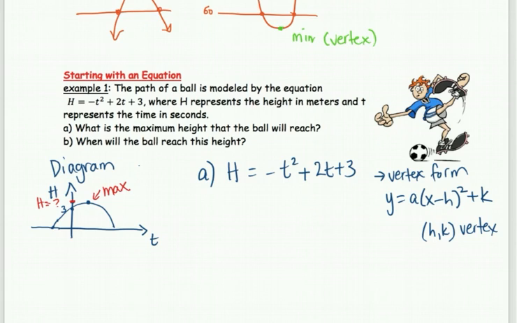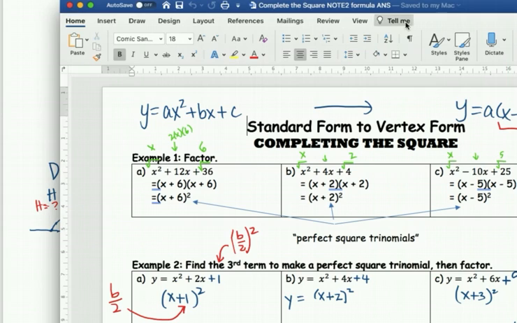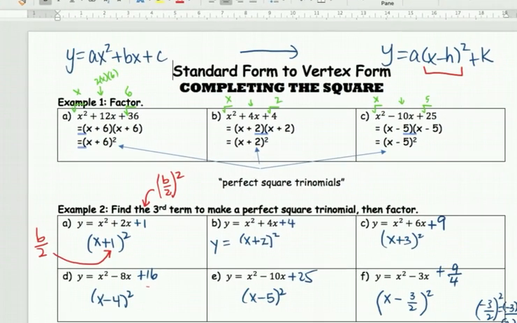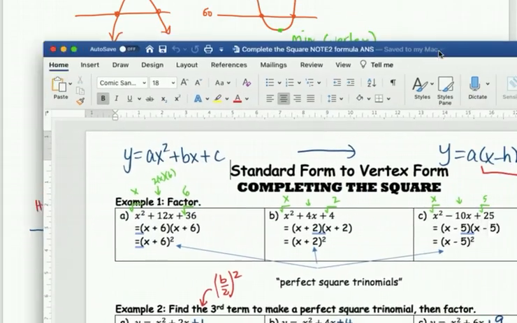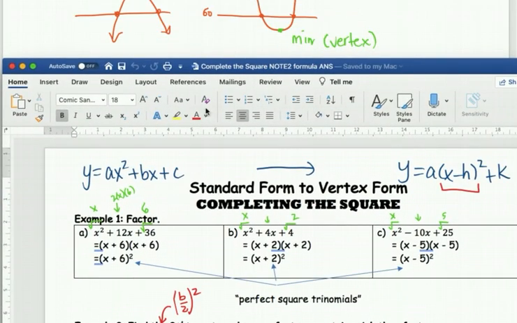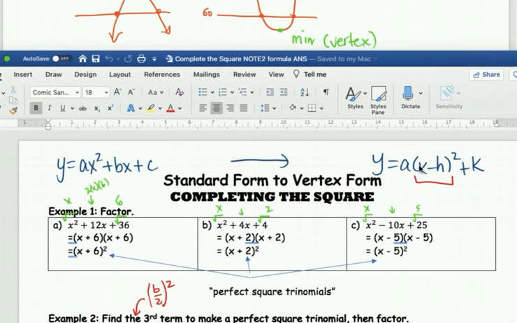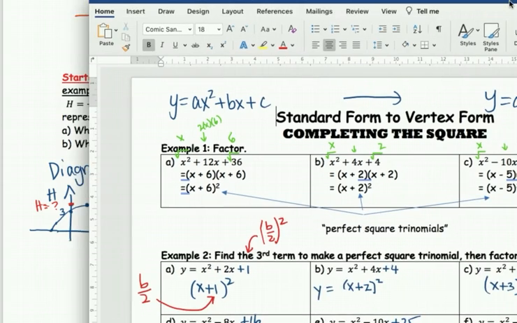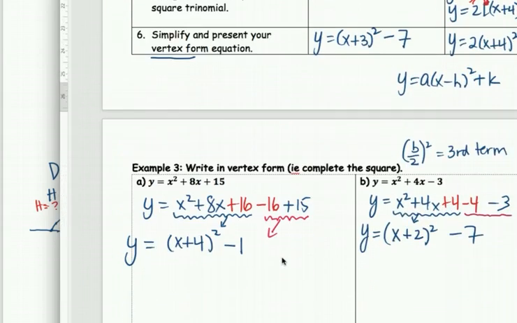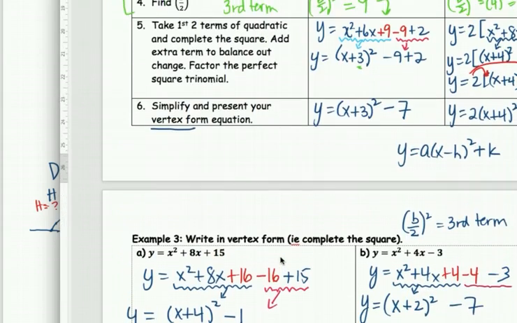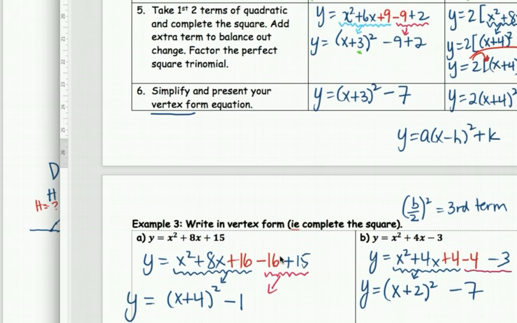So I'll just show you a review of what that is. Last day we did completing the square. So this is the formula. Again, our goal here is to go from standard form to the vertex form, okay? What we did in order to do that last day, we follow this series of steps here. I'll just go through and do a review.